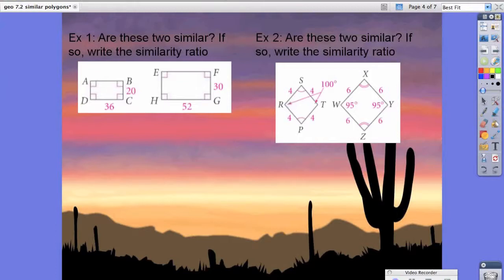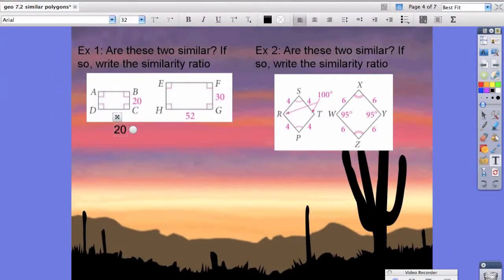So for example 1, it says, are these two similar? If so, write the similarity ratio. So the way we check that is, notice that first all of the angles are congruent to one another. They're all 90 degrees. Then we can compare these and make a similarity ratio in two different ways. One, we're going to look at the smaller shape, ABCD, and say that that ratio is 20 to 36.